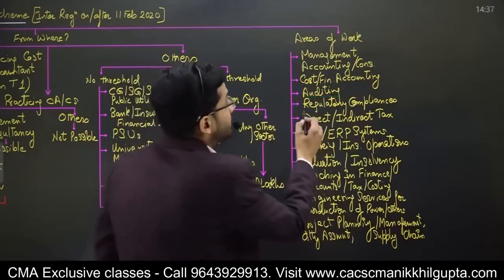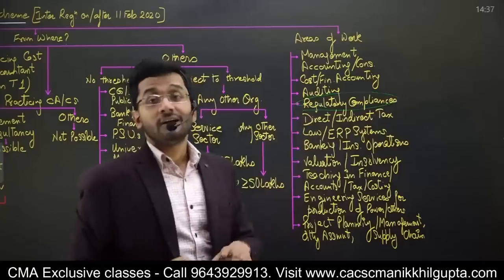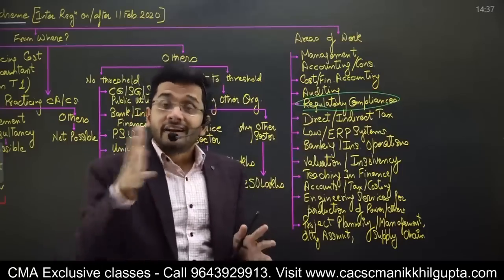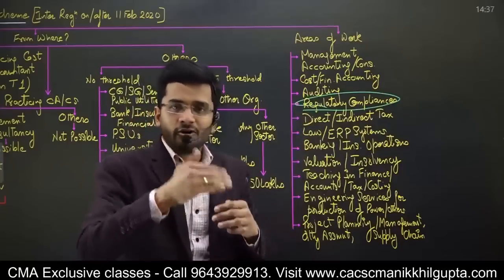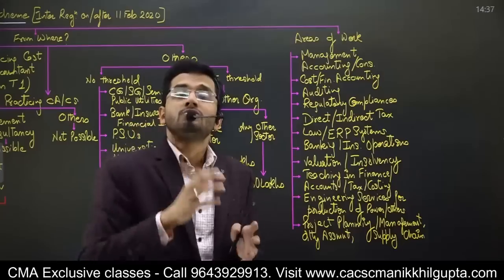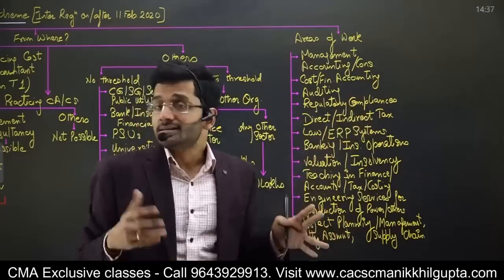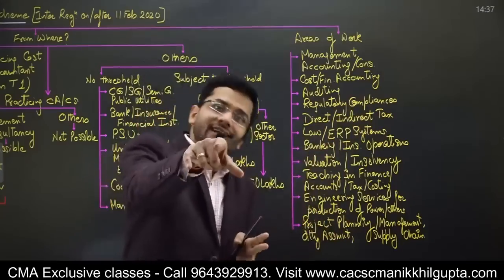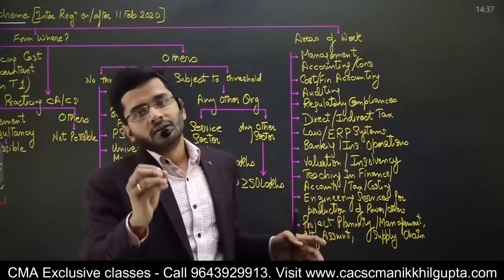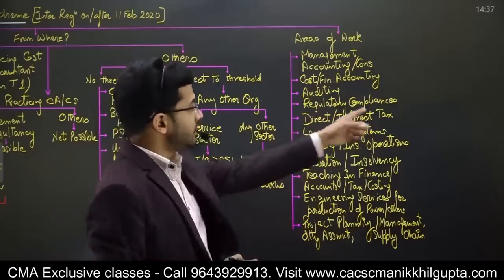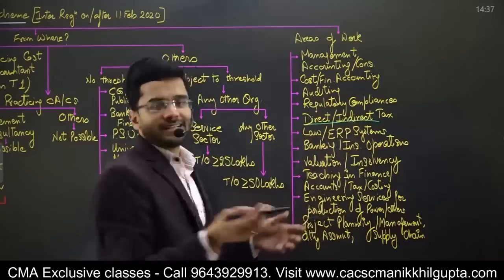That is also eligible. Regulatory compliance. Regulatory compliance means FEMA, FERA, all the foreign exchanges which come and go outside India. That is one of the areas where regulatory compliances are required to be done. If you are working in that area, then also you are eligible for your credit of your articleship. So regulatory compliance. Of course, direct and indirect taxes.